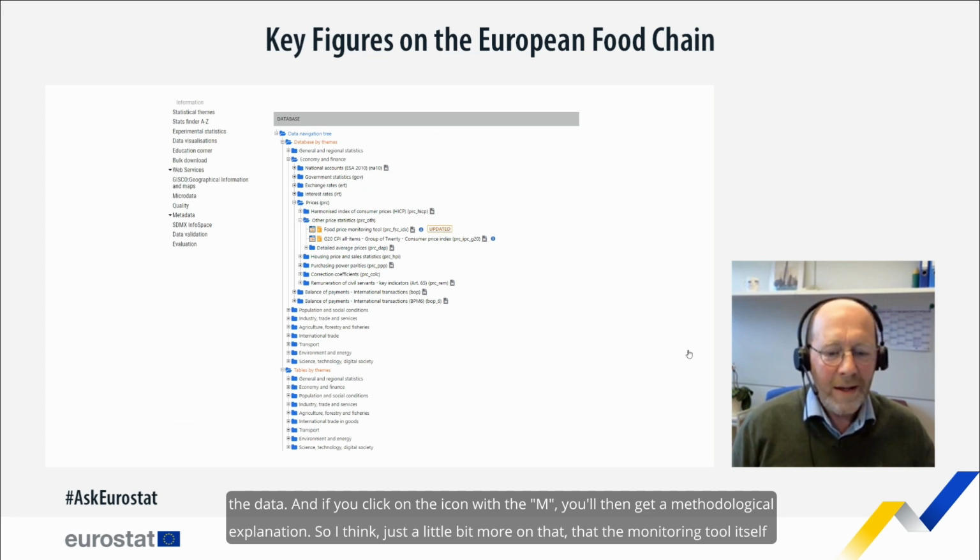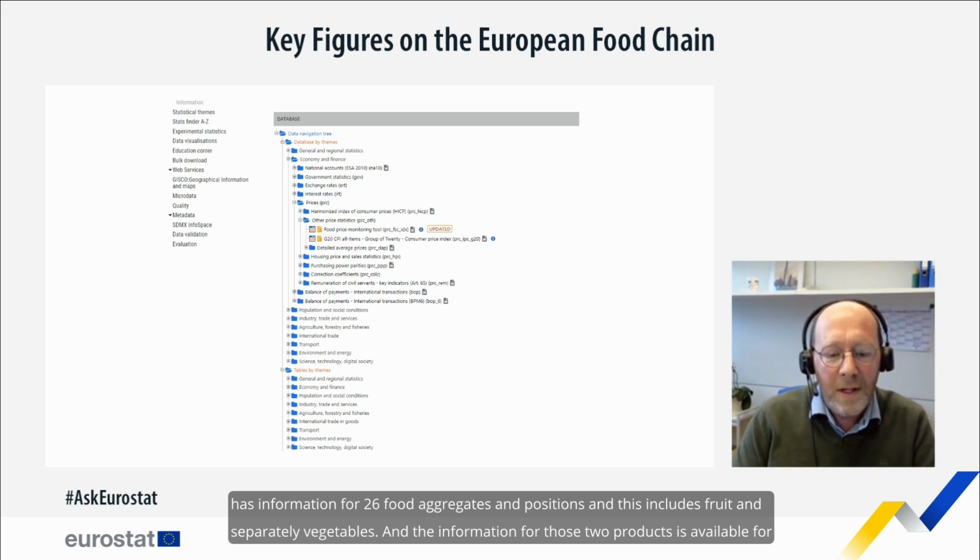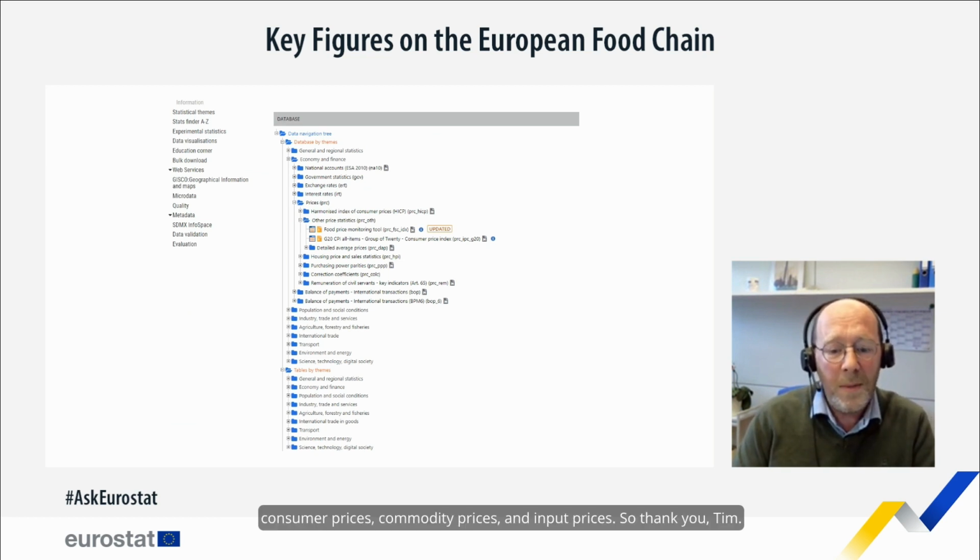So just a little bit more on that: the monitoring tool itself has information for 26 food aggregates and positions, and this includes fruit and separately vegetables. The information for those two products is available for consumer prices, commodity prices, and import prices.